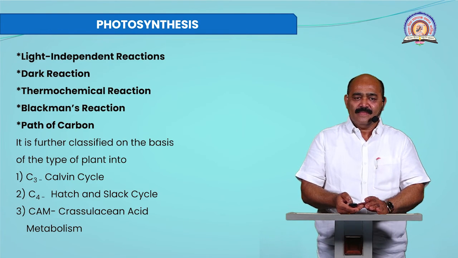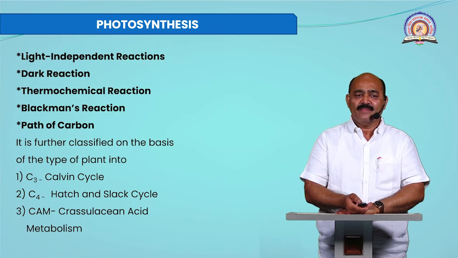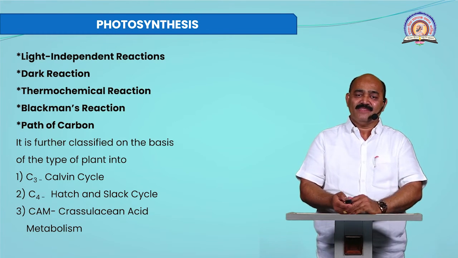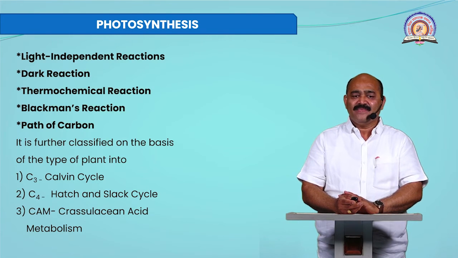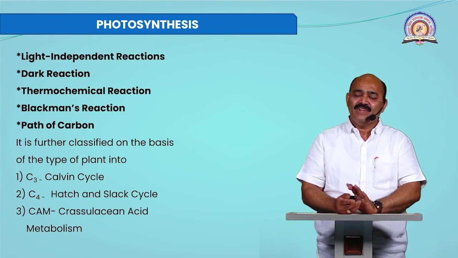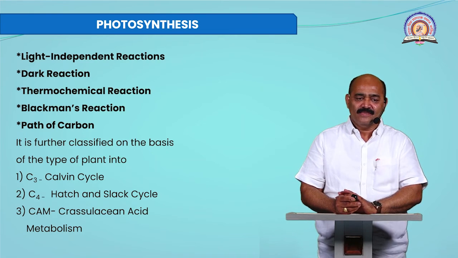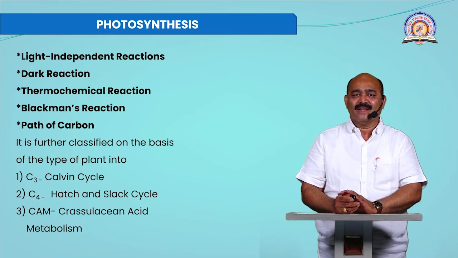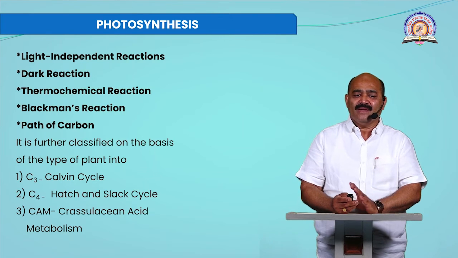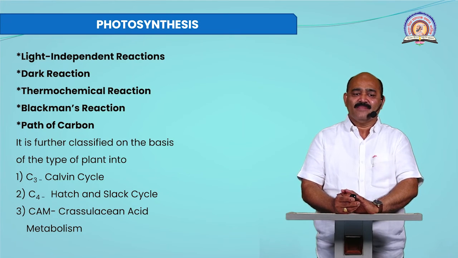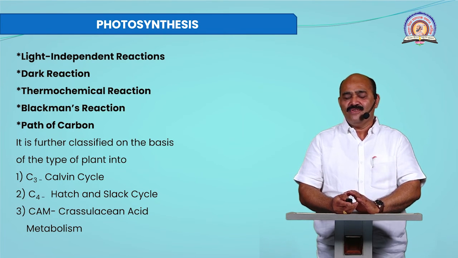And now the light independent reaction. It is also known as dark reaction, thermochemical reaction, Blackman's reaction, or path of carbon. That means formation of carbohydrates. These are the different names of dark reactions. It is further classified on the basis of type of plants. In which plants does the formation of carbohydrates occur? There are three different groups: C3 plants, C4 plants, and crassulacean acid metabolism. C3 plants have the Calvin cycle, C4 plants have the Hatch and Slack cycle, and crassulacean acid metabolism has crassulacean acid metabolism. Now we are going to learn one by one.